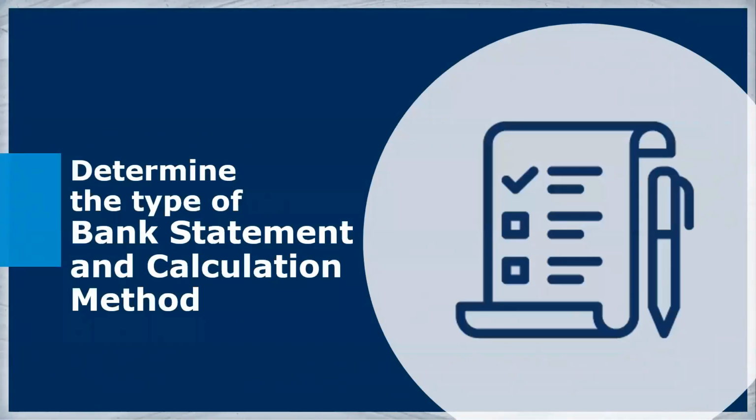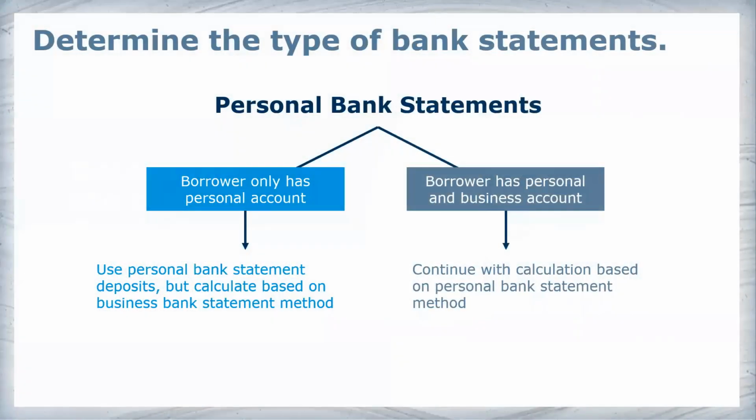So let's determine what bank statements will be used with each of your calculation methods. And I'm going to look at both of these. So we're going to start with your personal bank statements. If your borrower has only a personal account, then you're going to use the personal bank statement deposits, but you'll calculate based on the business bank statement method. That's one way. Or if the borrower has personal accounts and a business account, then you'll continue with the calculation based on the personal bank statement method. And we're going to discuss the different calculations a little later on.